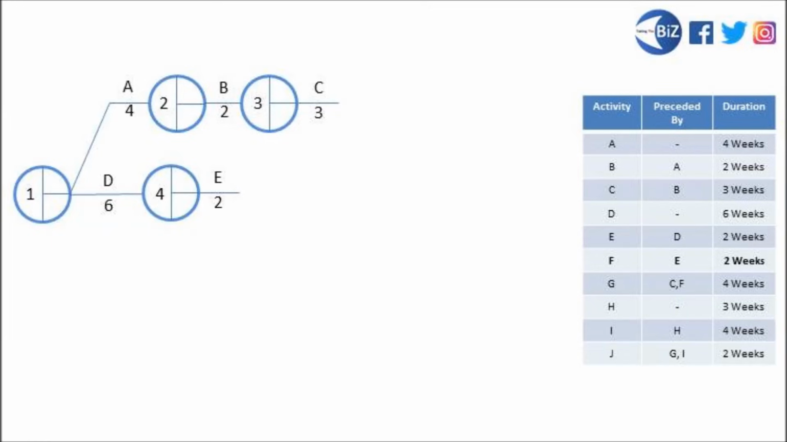We move on to activity F. That one's going to follow on from activity E. So node number 5 can be drawn on screen there. That finishes off activity E and gives us a place where we can start activity F.